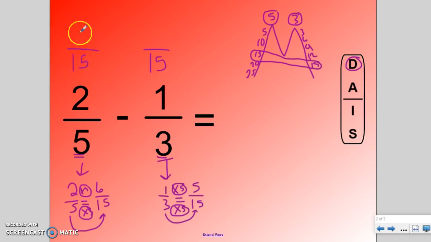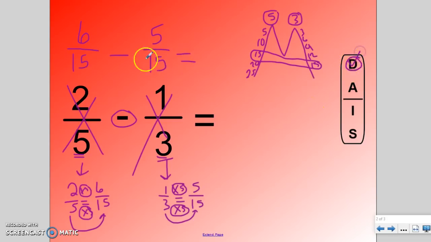So I'm going to rewrite the entire problem. Instead of 2/5, I'm going to say it's the same as 6/15. Instead of 1/3, it's now going to be 5/15. And this is a subtraction problem. So it took me a little bit longer to get that common denominator, but you can see I have a common denominator of 15. I'm now going to go ahead and add or subtract. This is a subtraction problem, so if I'm starting with 6/15 and I take away some 15ths, I'm going to have some 15ths left. The question is how many? If I have 6 and I take away 5, I'm only left with 1. So now I have my answer.